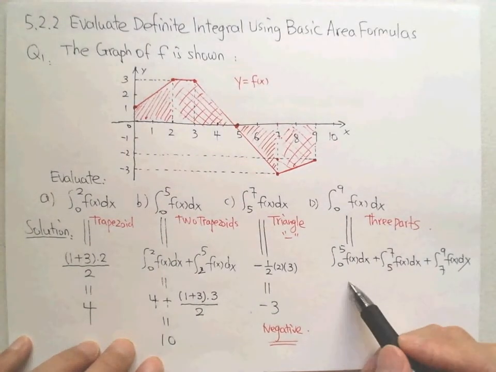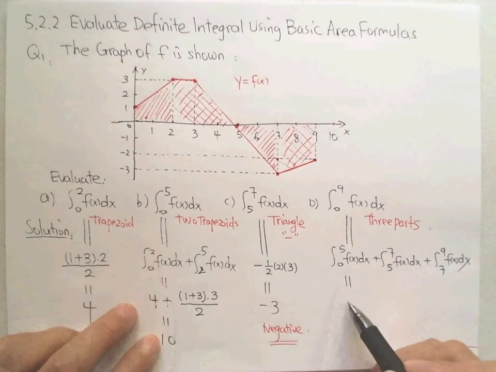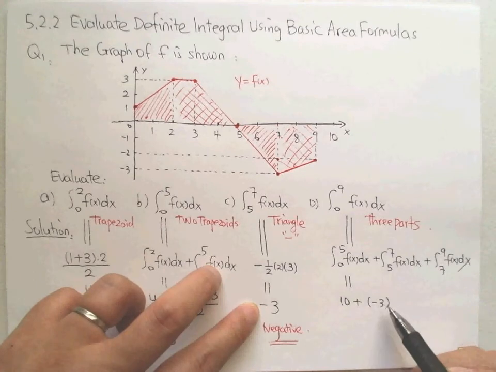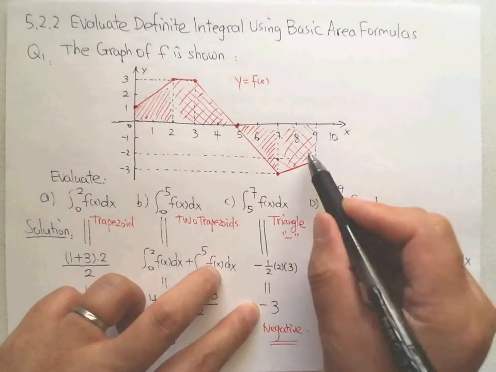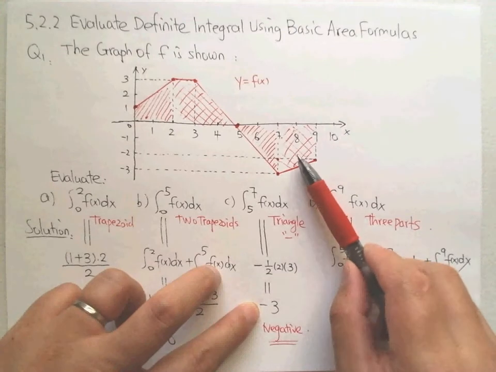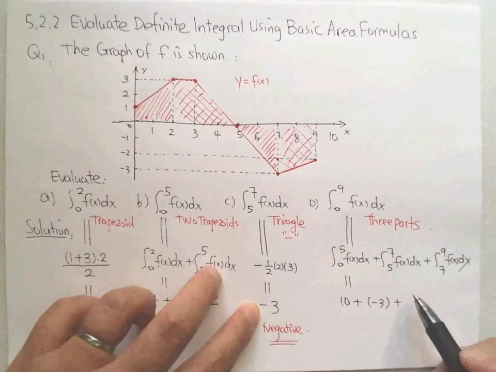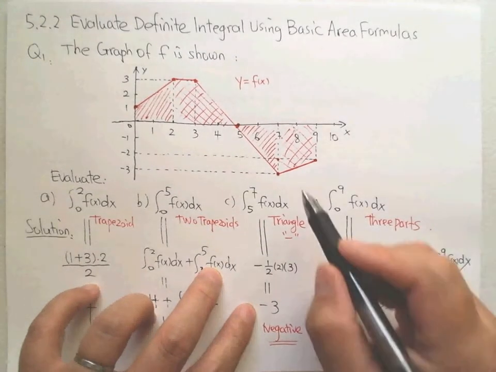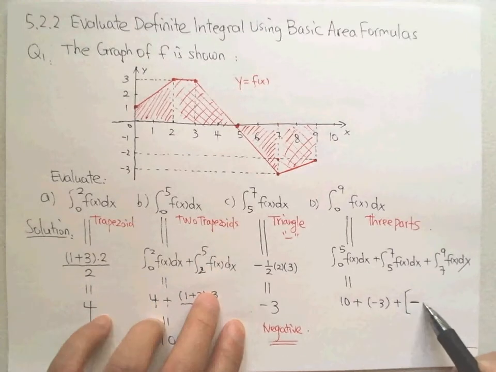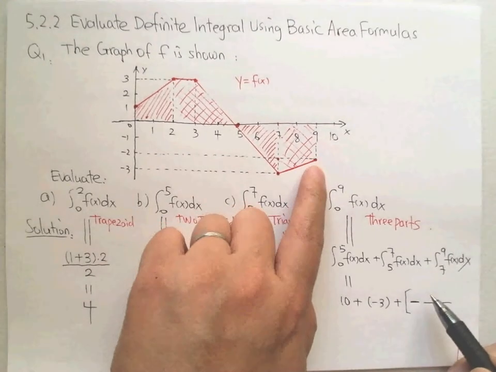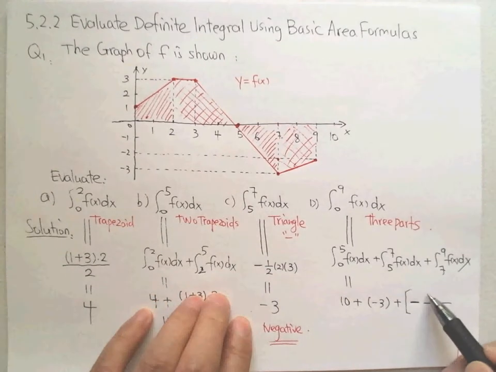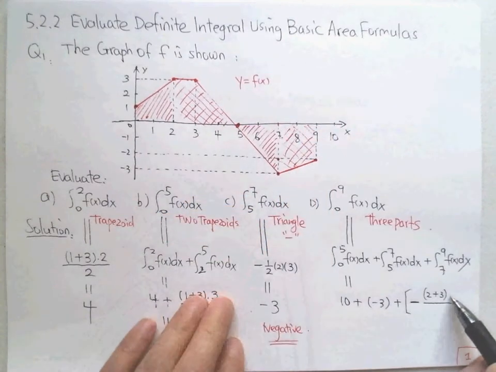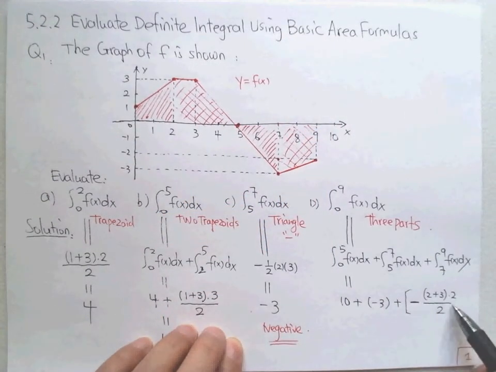And then we can do them one by one. The first, 0 to 5, we already found is 10. The second, 5 to 7, we already found is negative 3. What is the third? Here it is negative, because it's below the x-axis. This is a trapezoid, so I will do the same. One side is 2, another side is 3, so it's 2 plus 3, and the width from 7 to 9 is 2, so times 2, over 2. This is the formula.